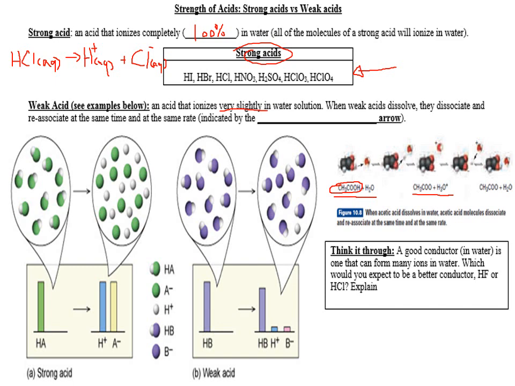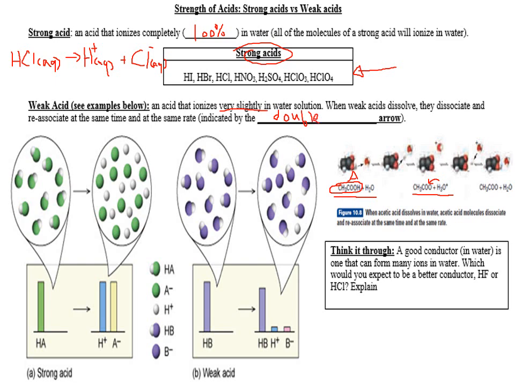And then it goes backwards as well. So then the proton can retransfer back to the conjugate base of the acid. So that's usually where you see the equilibrium, the double arrow. So a weak acid does not dissociate 100% in water.